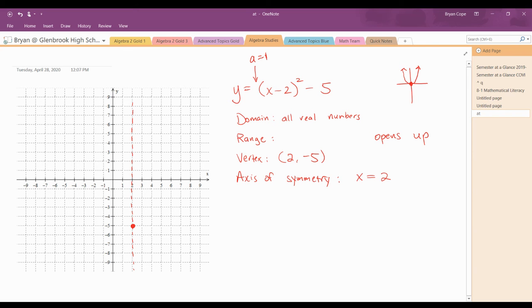Other details that we would want to know about would maybe be the y-intercept. So the y-intercept is found when we let x be 0. So I'm going to do that. (0 minus 2) squared minus 5. That gets us (-2) squared minus 5, or 4 minus 5, giving us -1. So we know that our y-intercept is at -1 right there.